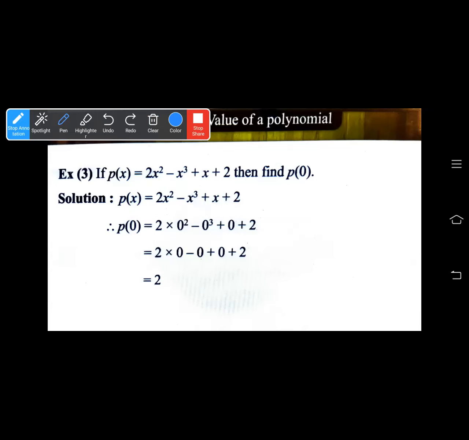Fine. So 2 multiplied by 0 is 0. 0 minus 0 is 0 obviously. Then 0 plus 0 is 0 again. Then what is left is only 2. Therefore, p of 0 is 2. That means value of the polynomial for the value 0 is 2. Fine.